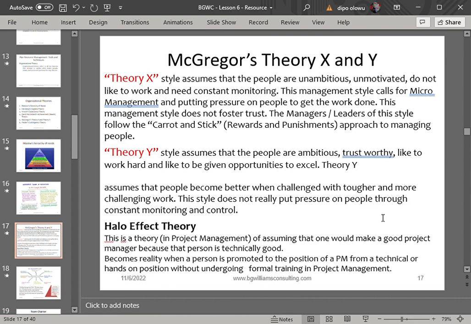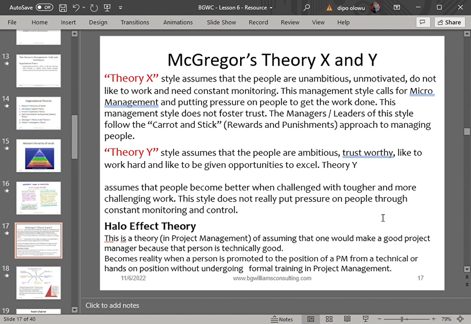He came up with the idea that in some organizations, you will discover that some people are not motivated to work. Some people don't even like to work. Some people are unambitious. So those kinds of people need constant monitoring. What McGregor is saying is that as a project manager, if you have some team members who don't like to work naturally, who are lazy in doing their job, how can you get the best result from them?